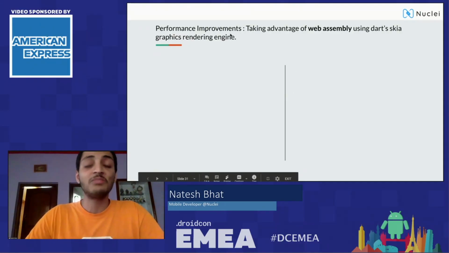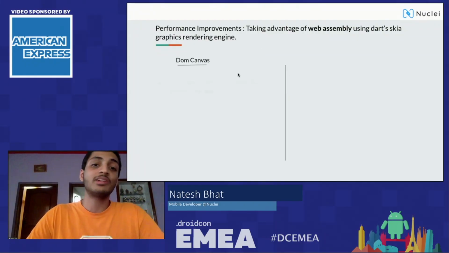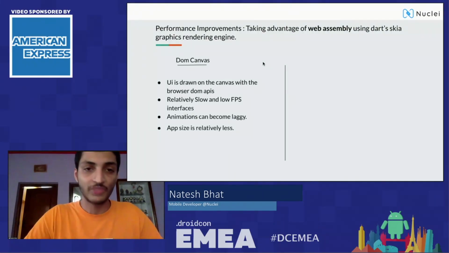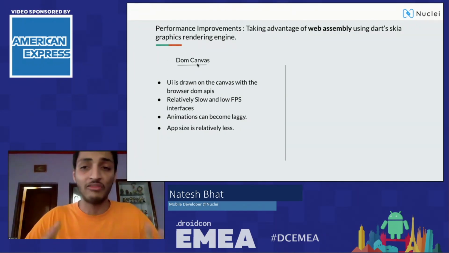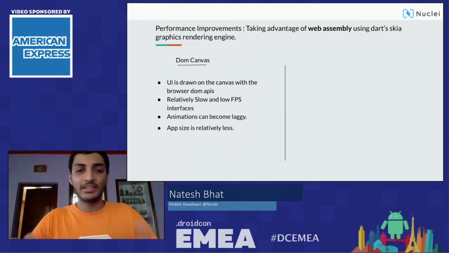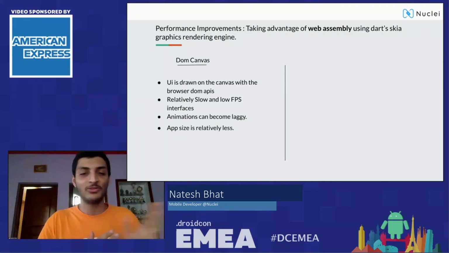Now, talking about performance improvements, as we saw earlier, one of the challenges was performance limitations. Earlier, when we created web builds, Flutter supported only DOM canvas. If people are familiar with web development, DOM canvas gives us certain JavaScript APIs which we can use to draw things like shapes and circles. Flutter was using that, but its performance was slow, the animations were not as smooth, and it was not a good UX compared to a native app.